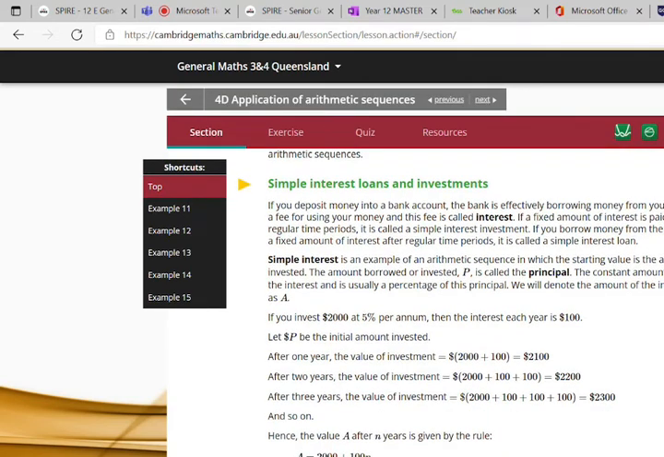If you have simple interest, that just means yearly interest on the amount you either deposited or borrowed. Okay? And remember that P is called the principal. That's the amount you either borrow or deposit. I is the interest rate as a decimal, and N is the number of years.